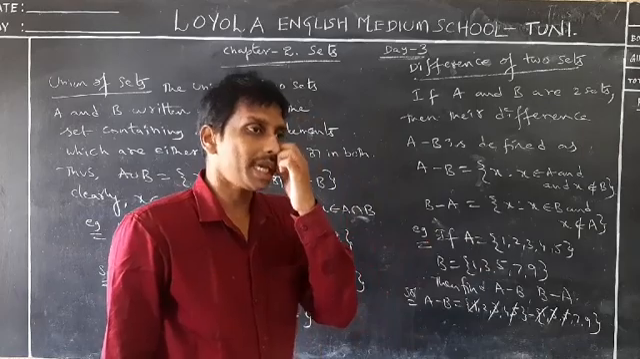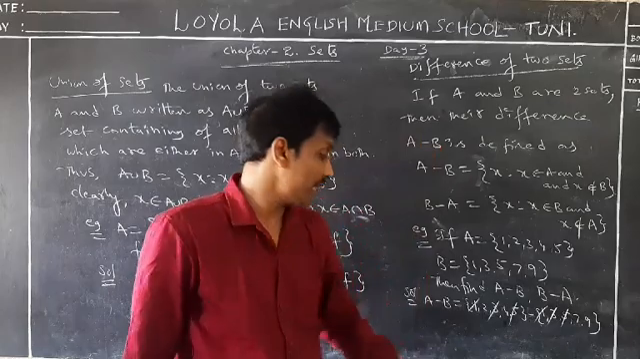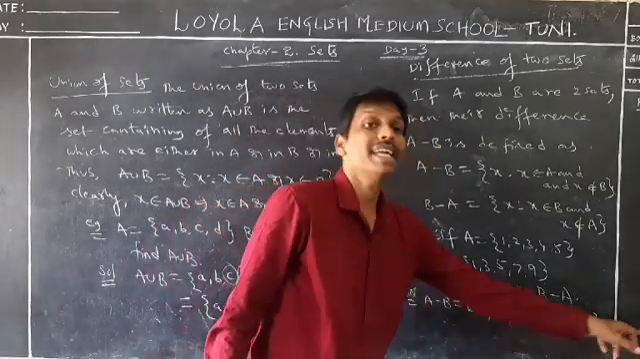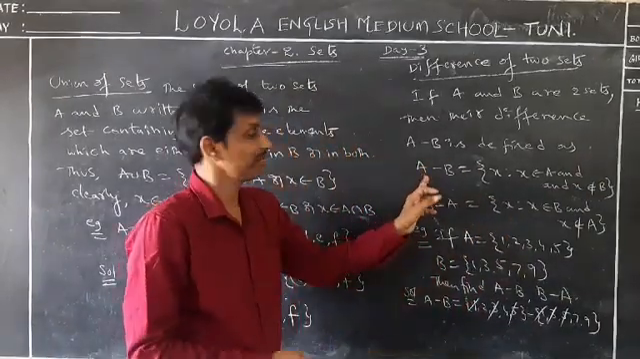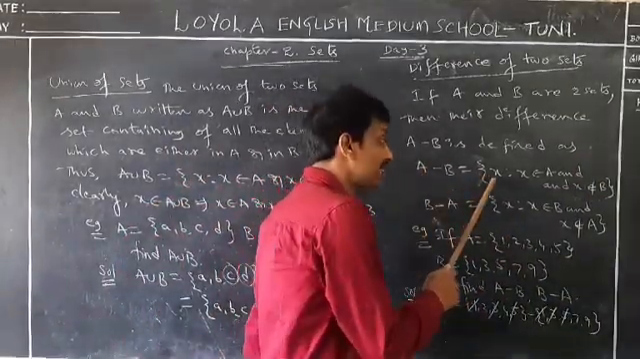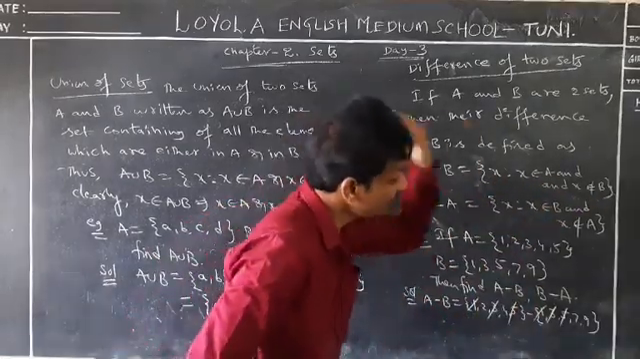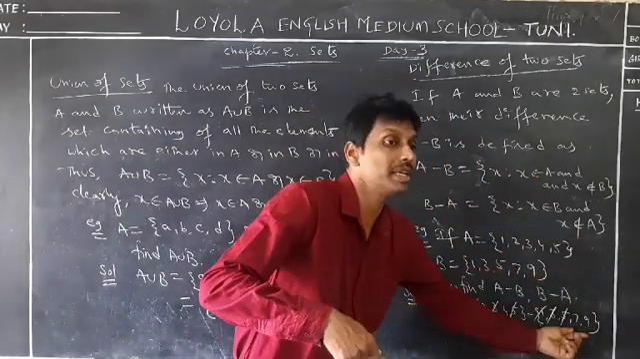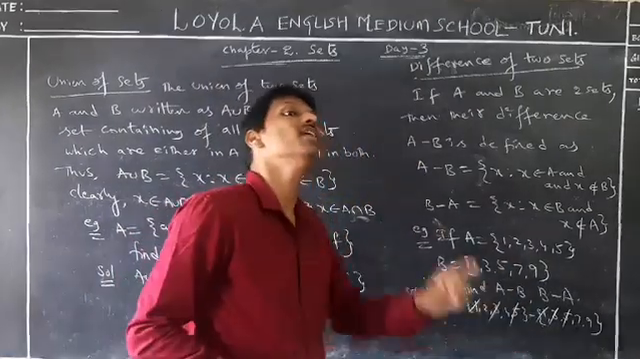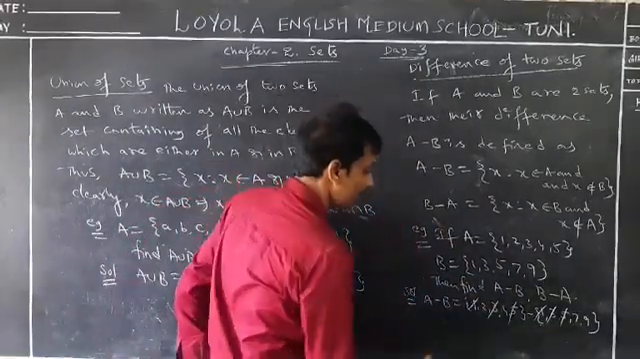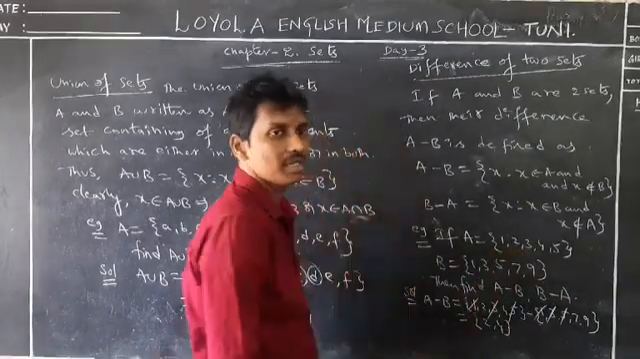After cancelling the common elements, we get 2 and 4 left in the first set, and 7 and 9 left in the second set. But here, clearly I wrote that A minus B means the set of all x such that x belongs to A and x does not belong to B. Even though some elements are left in B, we don't want to consider them. We consider only the elements present in the first set. So the elements left in the first set are 2 and 4. This is A minus B.